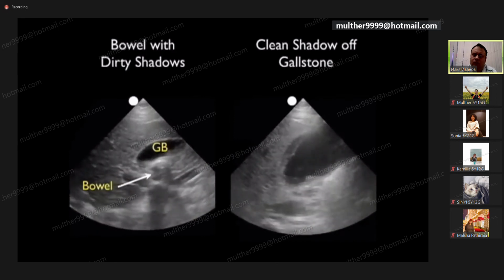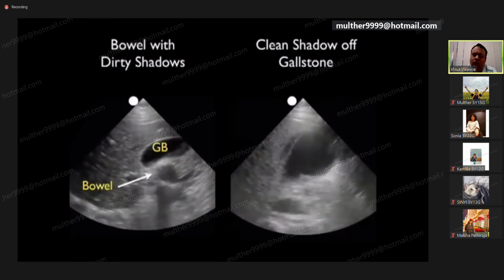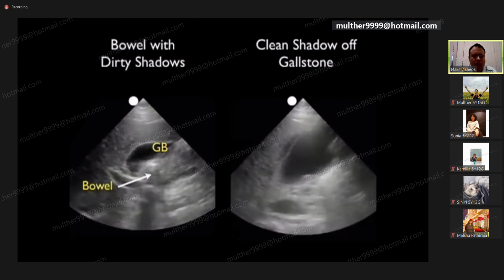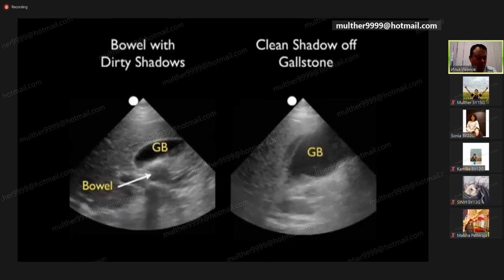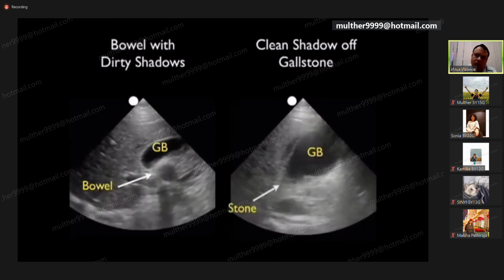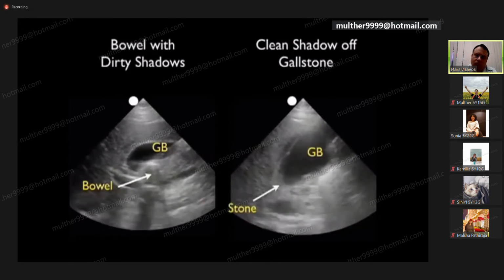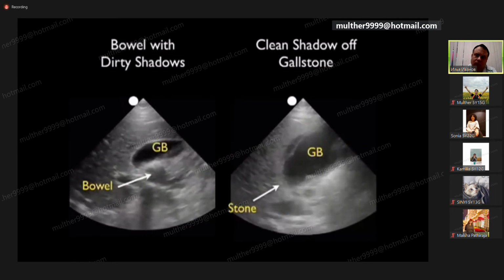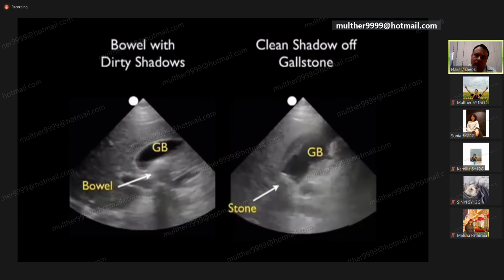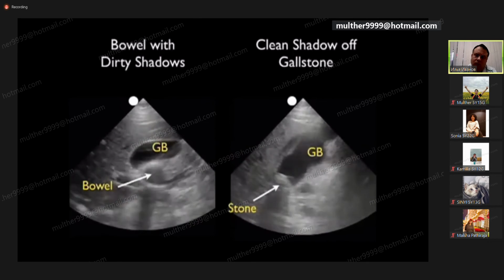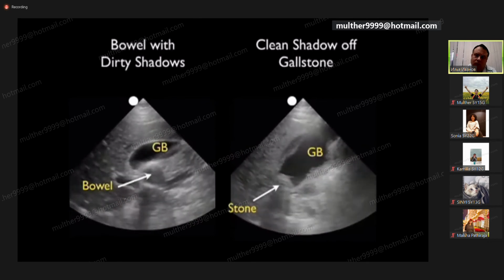Let's take a look at two video clips that show the difference between these two appearances. In the video clip to the left, we see a loop of bowel that's right up against the posterior wall of the gallbladder. Notice that it has a bright or hyperechoic appearance that could be mistaken for a gallstone. However, the loop of bowel is clearly outside the gallbladder wall and not inside as a gallstone would be.